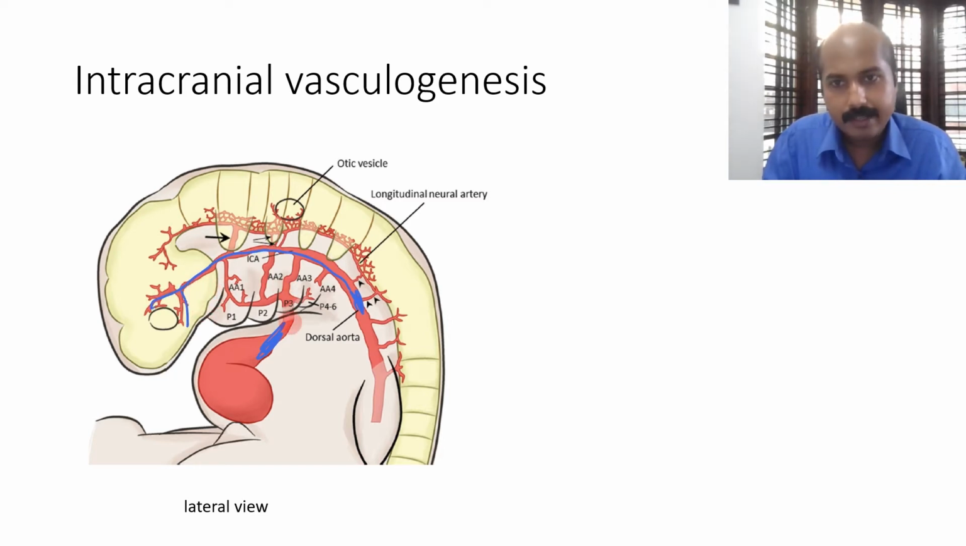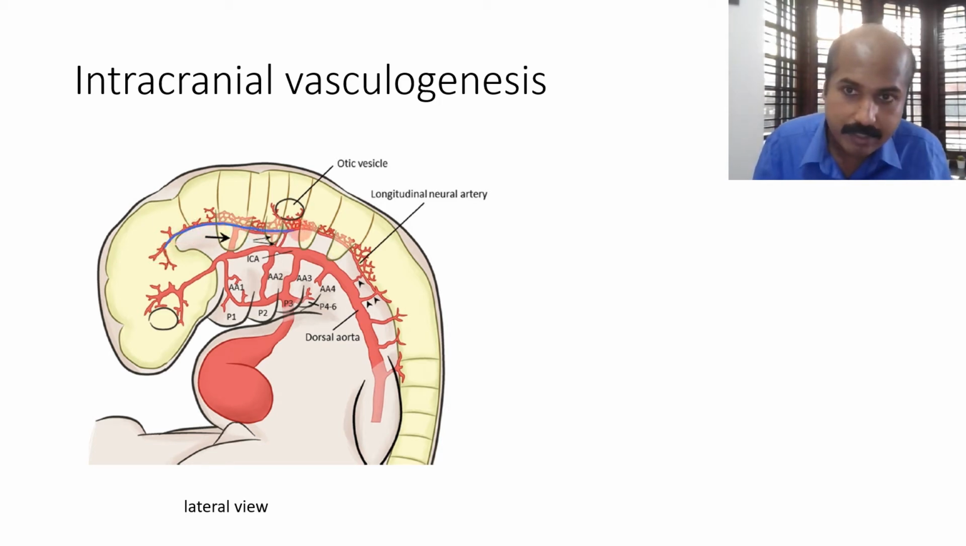Okay, and you can see that from the ventral aorta, this is the third aortic arch, AA3, the arch artery 3. So the arch artery 3 is going to be the internal carotid artery. And it will be good if you look at another very interesting, very peculiar longitudinal vessel. This is another longitudinal vessel, and this is called the longitudinal neural artery.